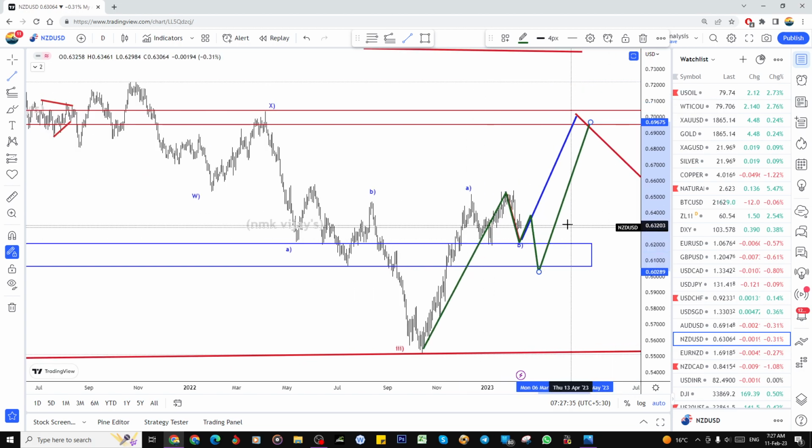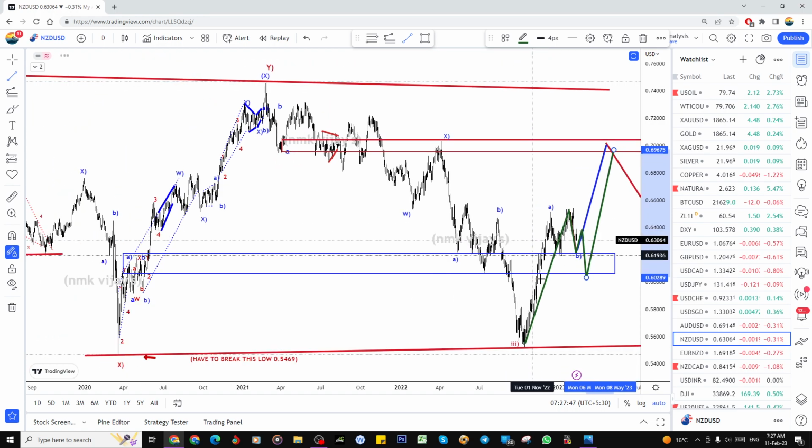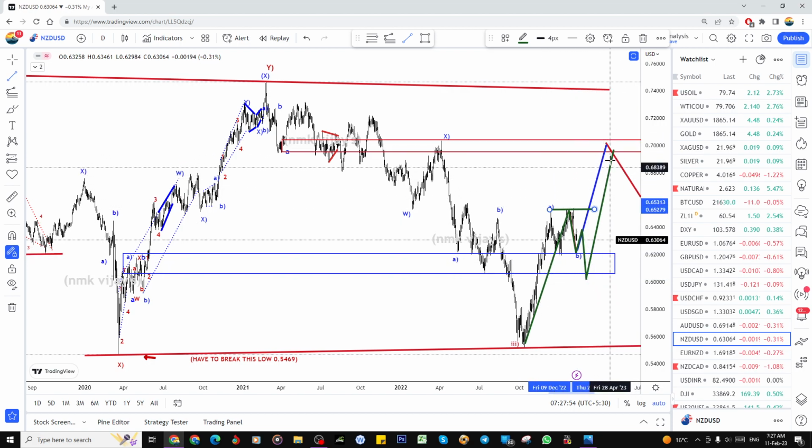But anyway, I'm looking only for the corrections. The DXY is also in a correction, it is in the correction part, which means the dollar is going to strengthen. So how long is it going to strengthen? Is this the completion of that correction, or is it going to complete one more three-wave structure here?